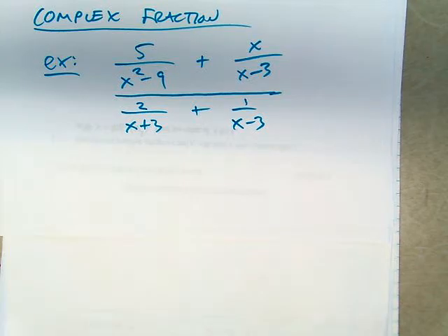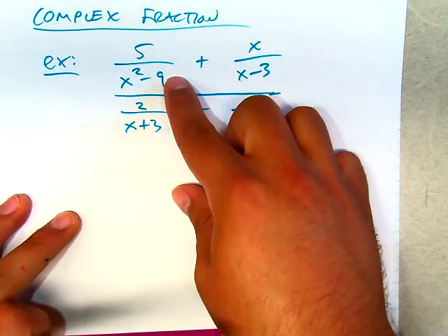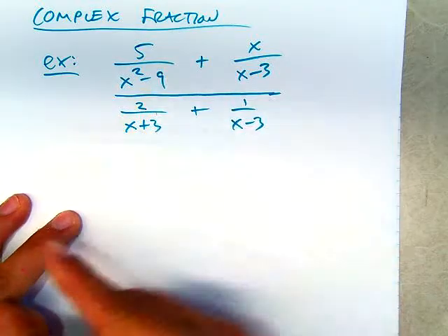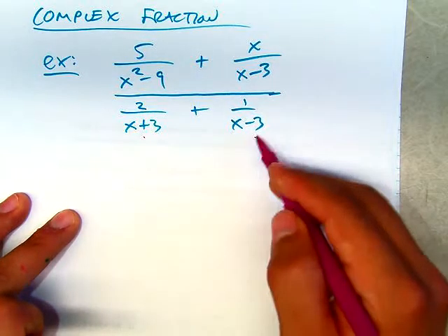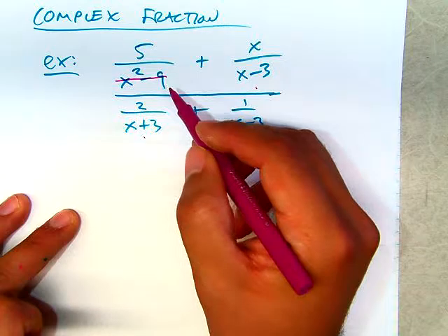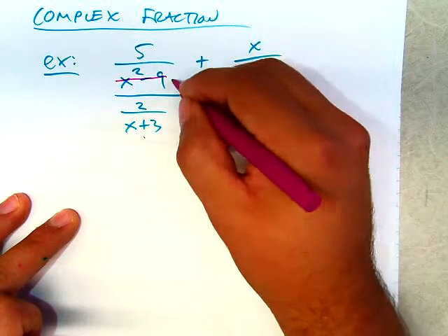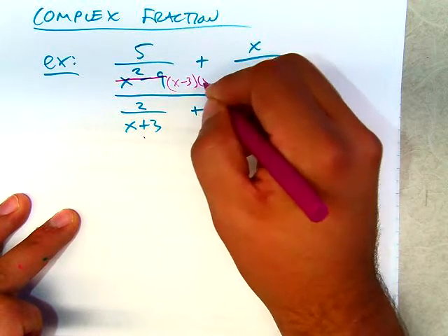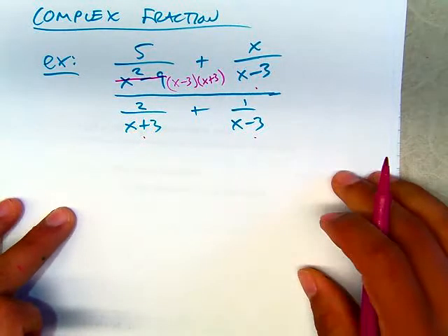So there's a couple ways that you can do this. I'm going to show you what I think is the fastest and simplest way to do it. Okay? First, factor the denominators, the little ones. So these are all good. The only thing that we can maybe split up is this x squared minus 9, right? So that's x minus 3, x plus 3.